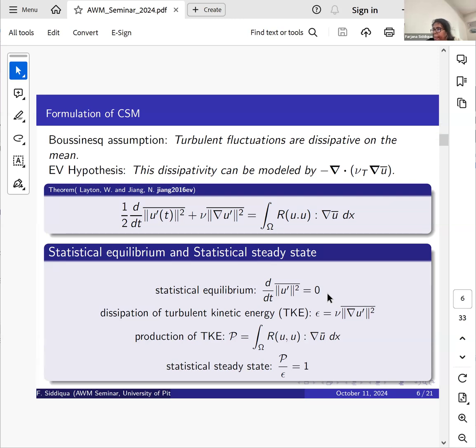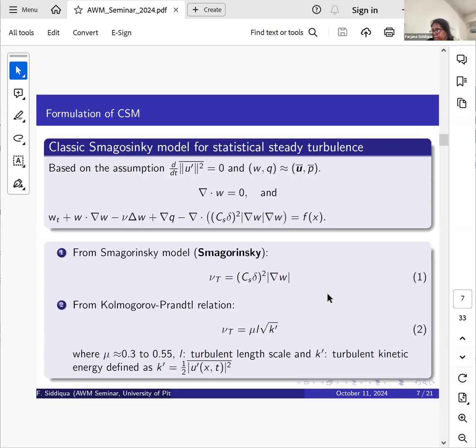So what to do then? Based on this assumption, if you put this 0, we have a model and we call it the classical Smagorinsky model. So this is not the model we have. This is just another classical Smagorinsky model. They also turn off this term. Okay, they have this. This is their eddy viscosity model.